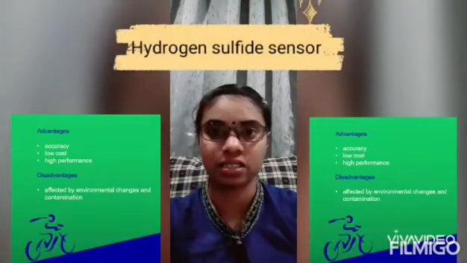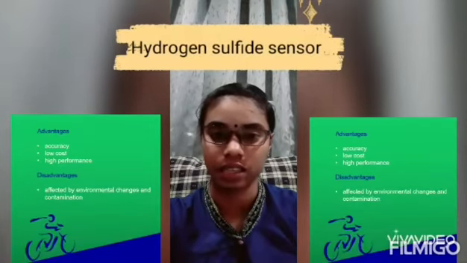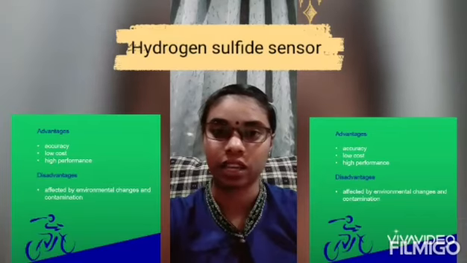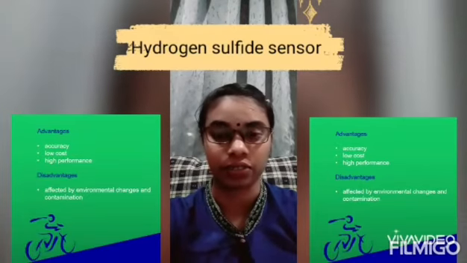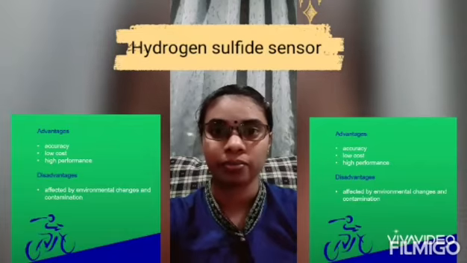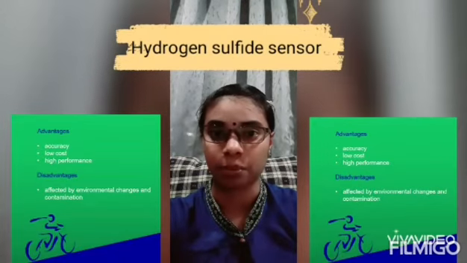Hydrogen sulfide sensors' advantages are their accuracy, low cost and high performance. And the disadvantages are that they can be affected by environmental changes and contamination. For example, a gas that they are measuring can affect the performance of the sensor.